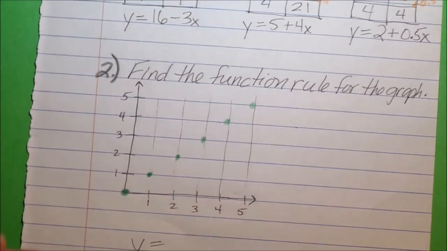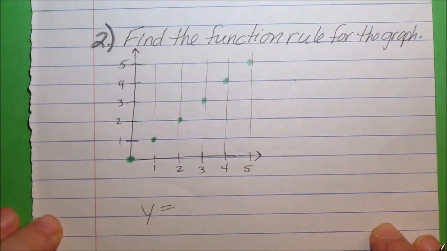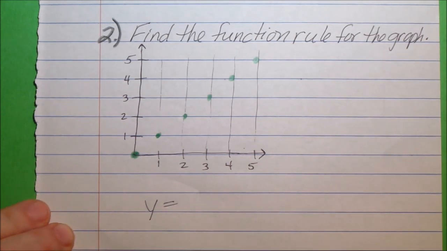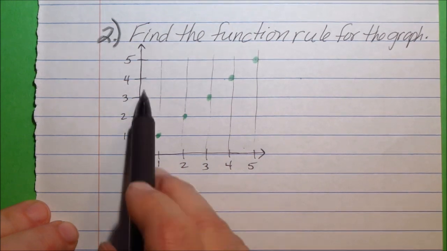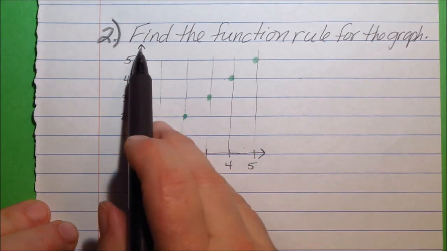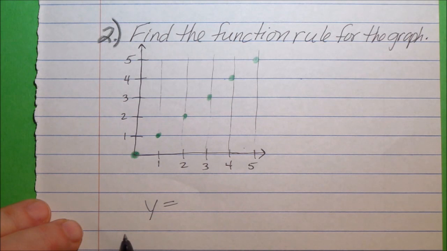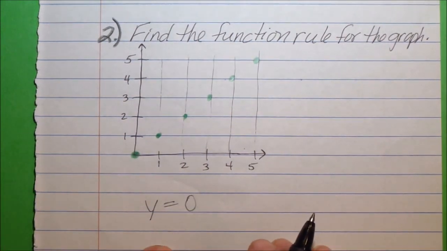Now, how are we going to find the function rule for this graph? Well, I know I first need to find my start value. Where x is 0, which is right here, y is the start value. So on my y-axis somewhere, I've got to find a point that is my start value. It looks like it's right here at 0. So it's 0. I'm going to put it down here right now. We'll fix it.